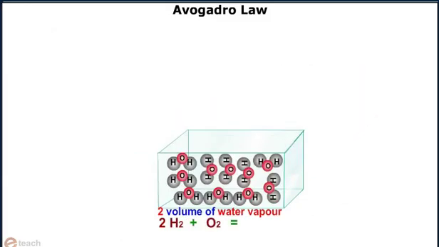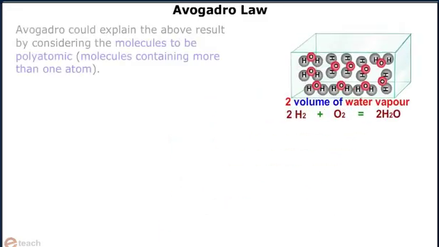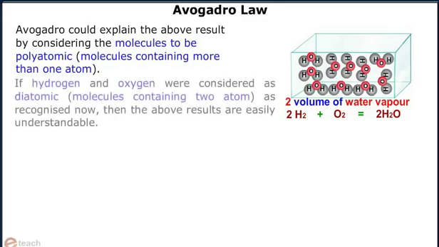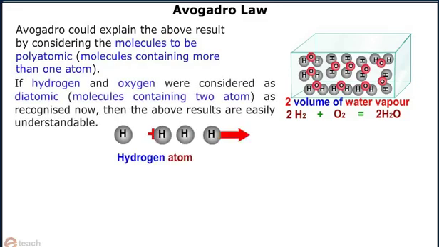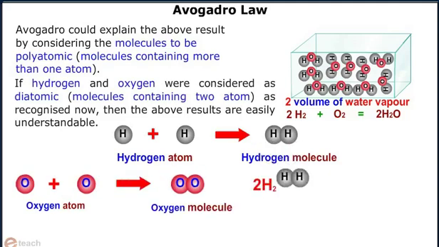Avogadro's law. Two volumes of hydrogen react with one volume of oxygen to give two volumes of water vapor. Avogadro could explain the above result by considering the molecules to be polyatomic, molecules containing more than one atom. If hydrogen and oxygen were considered as diatomic, molecules containing two atoms, as recognized now, then the above results are easily understandable.